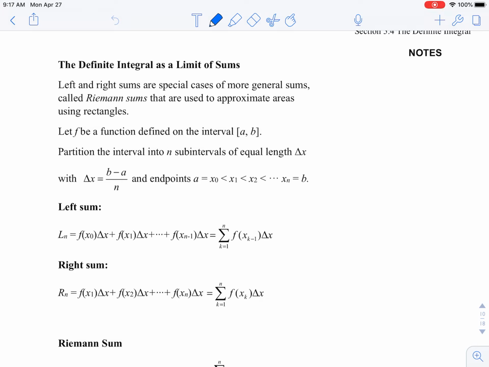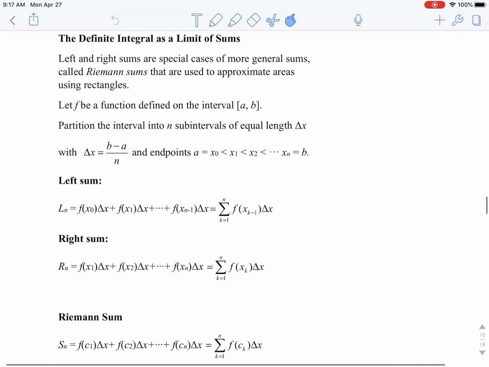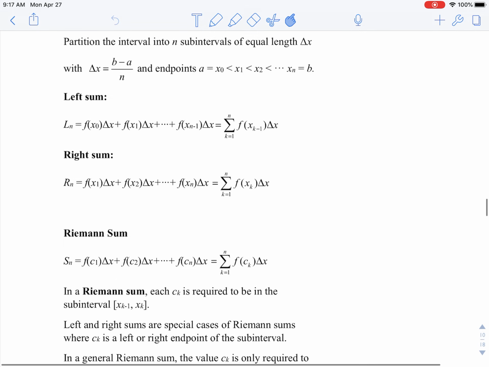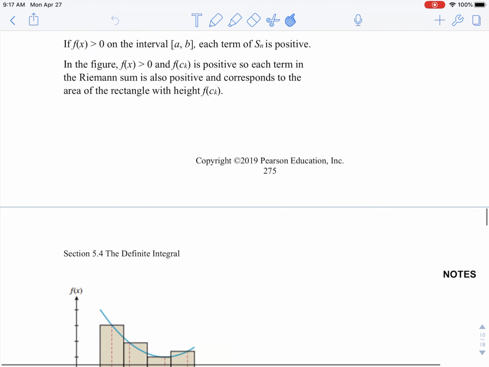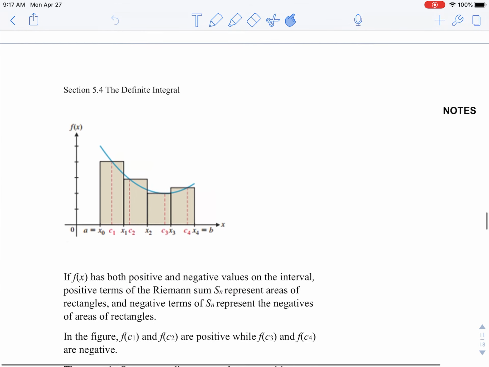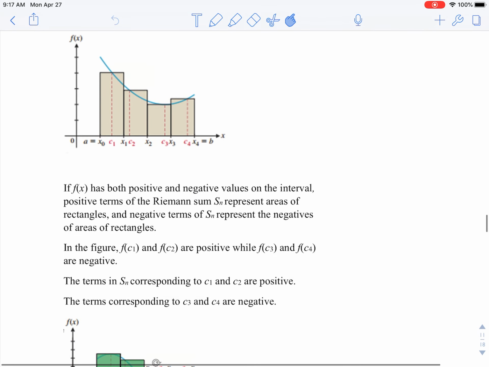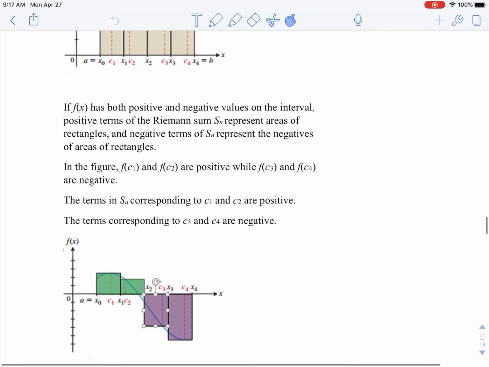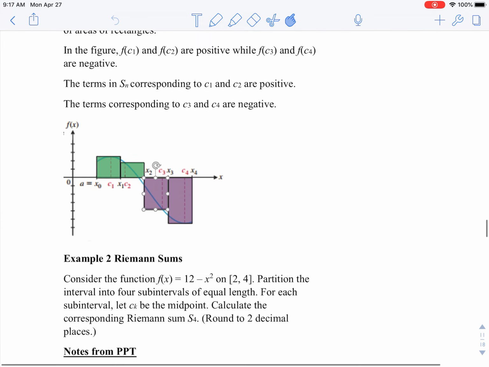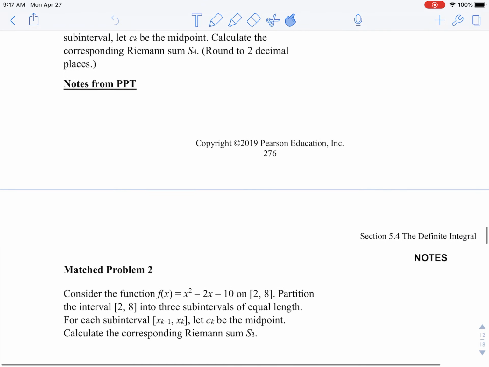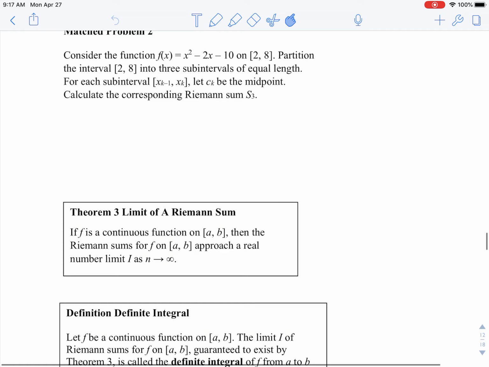Section 5.4 deals with definite integrals, and it starts with the definite integral as a limit of sums. You're more than welcome to read over this part with Riemann sums and how you approximate areas of rectangles and add those up. So it's basically just how this definite integral comes about, where we have positive and negative values over an interval. The positive values naturally are above the x, negative values below the x.